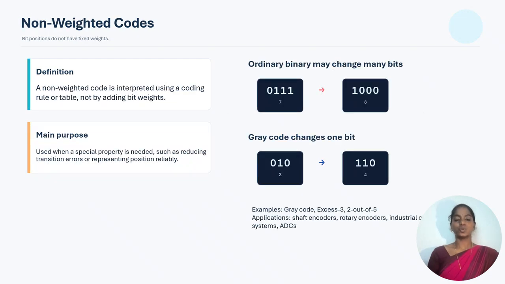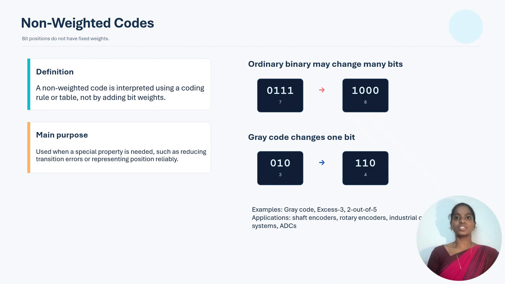Next, non-weighted code. Non-weighted code, also called unweighted code, is a binary code in which the bit positions are not assigned fixed positional weight. Therefore, the represented value cannot be found by simply adding the weights corresponding to the bits that are 1. Each code word is interpreted according to a particular coding rule or a code table. Gray code is an unweighted non-arithmetic code because its bit positions have no specific numerical weights. Examples of non-weighted codes are gray code, XS3 code, 2 out of 5 code.